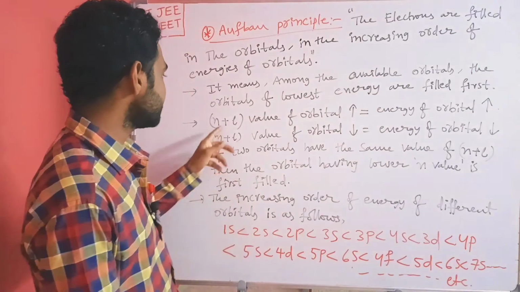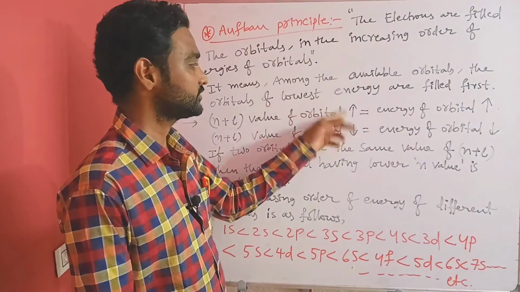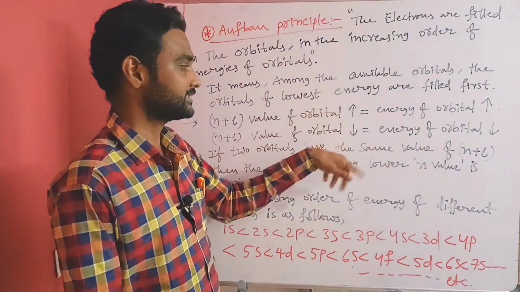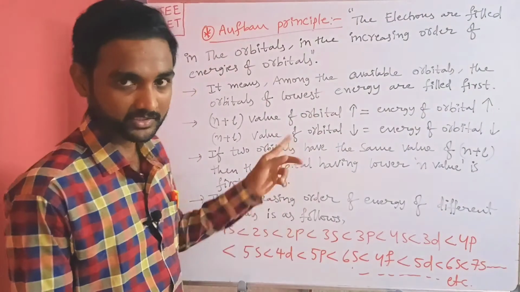Have you understood? See, it means among the available orbitals, the orbitals of lowest energy are filled first. Okay, the orbital which has less energy can be filled by the electrons first. Okay, see, next, n plus l value of orbital is more, then energy of orbital is also more. N plus l value of orbital is less, energy of orbital is also less. Already we discussed this one.